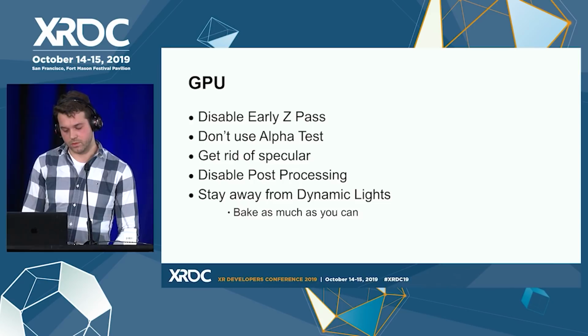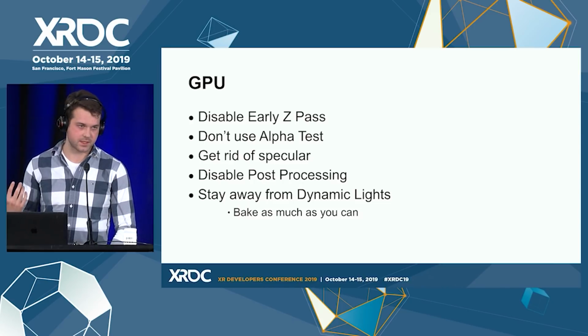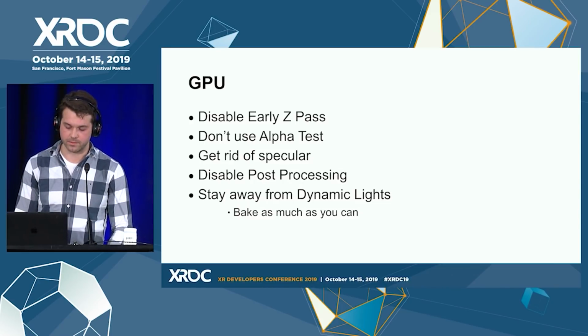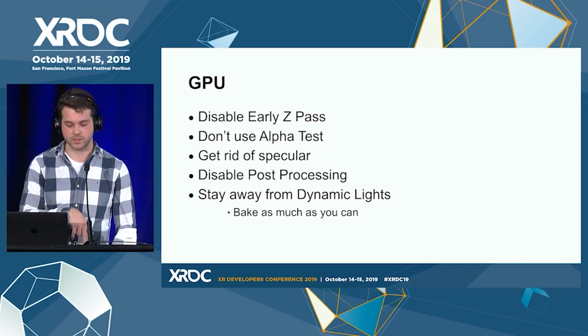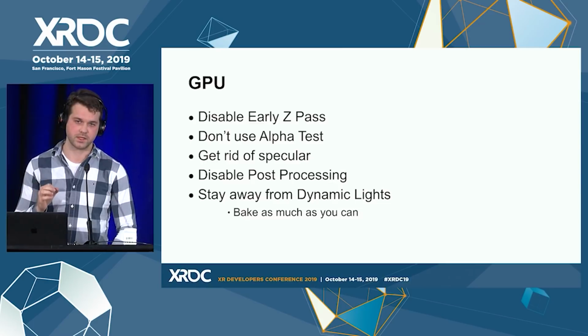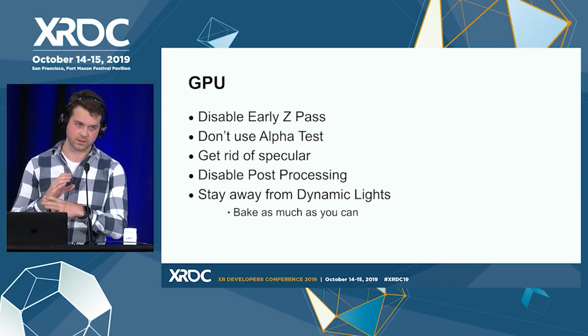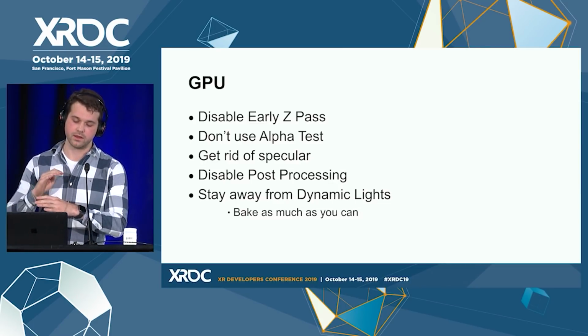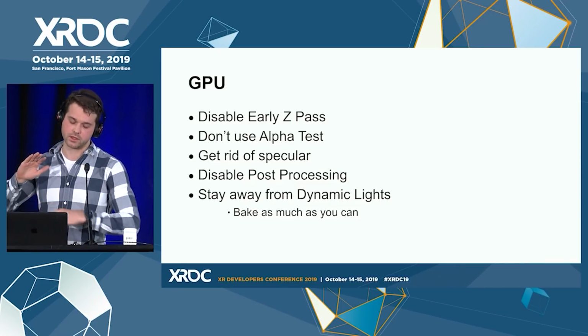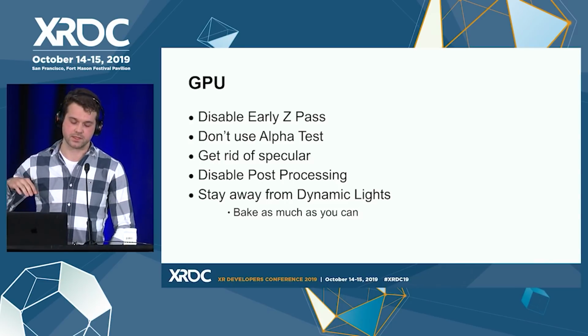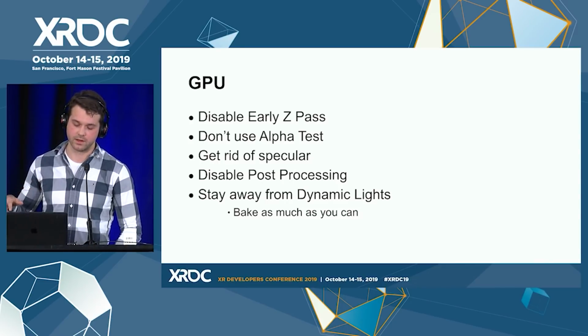So, moving on to GPU: disable early Z-Pass. That's an optimization in Unreal. Early Z-Pass is actually redundant in the tile-based renderer. The binning process pre-sorts all the triangles so that it avoids overdraw by only rendering the triangle that's closest to the screen. So the Z-Pass in Unreal actually counteracts that.